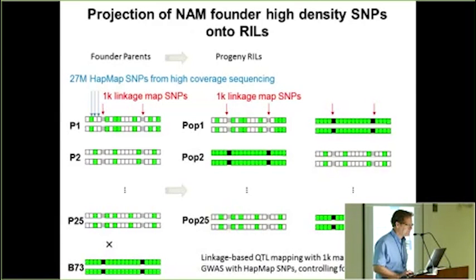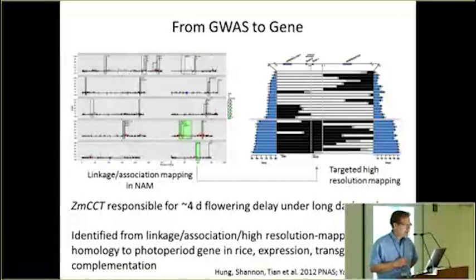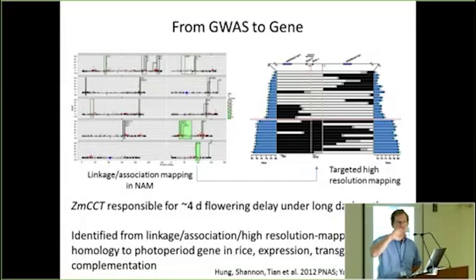So that's nice. And so in some cases, we've been able to go from basically observable phenotype variation, map the thing at linkage resolution, so you get down to a few centimorgans, and then get down to the causal gene. Here's one success story. This is the gene ZmCCT, which is the major QTL for photoperiod response in maize.